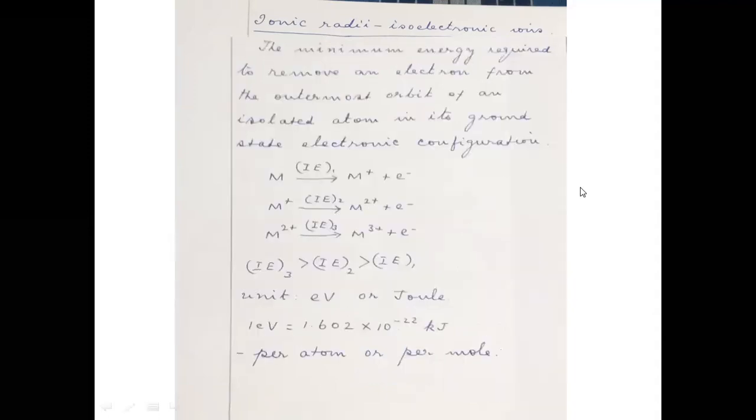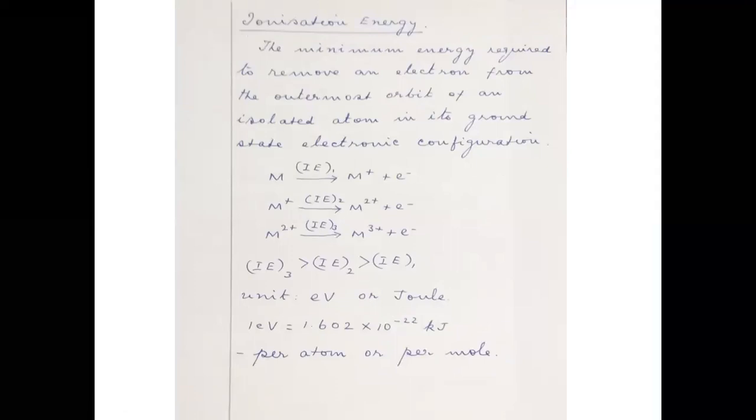And the next one, this is another very interesting thing, ionization energy. It is also called ionization potential. It is the minimum energy required to remove an electron from the outermost orbit of an isolated atom in its ground state electronic configuration. Every word in this definition is very important.